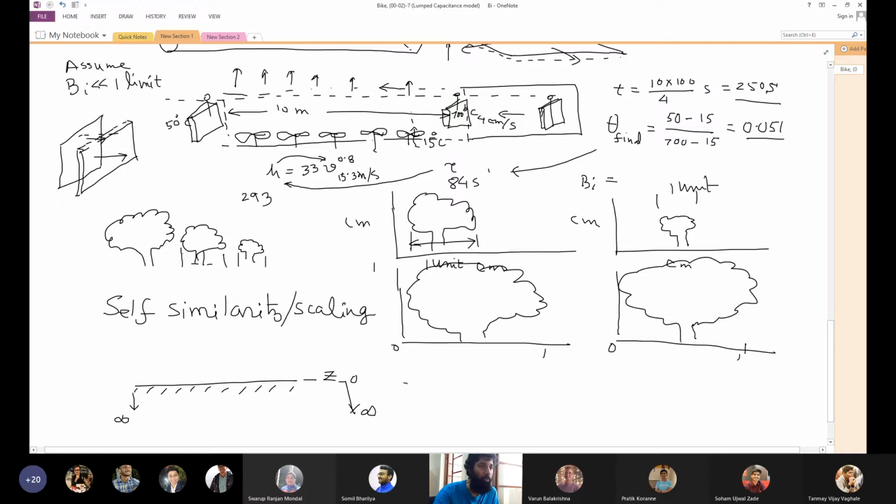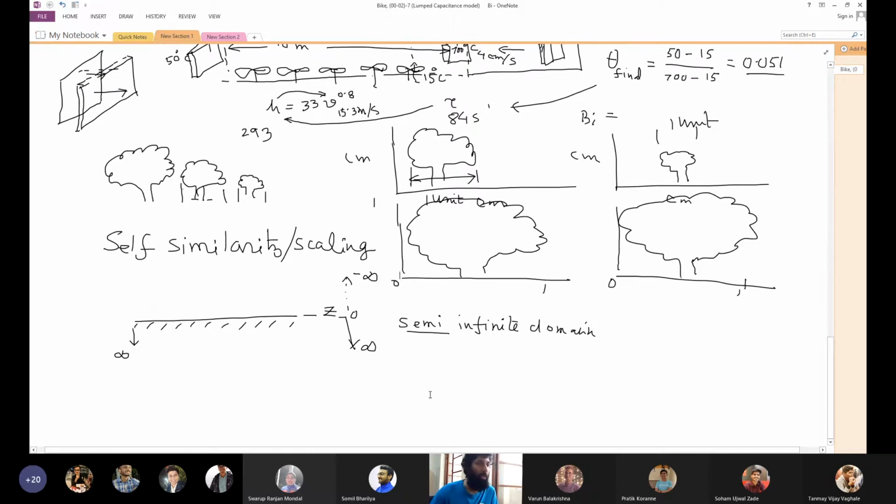This is called a semi-infinite domain. Why semi? Because the infinite domain spans from minus infinity to plus infinity. It's half of that, from 0 to infinity. That's why it's a semi-infinite domain. So what we'll discuss today is conduction in a semi-infinite solid.